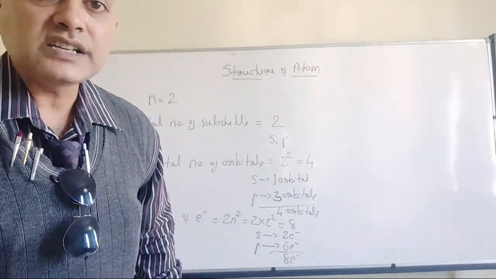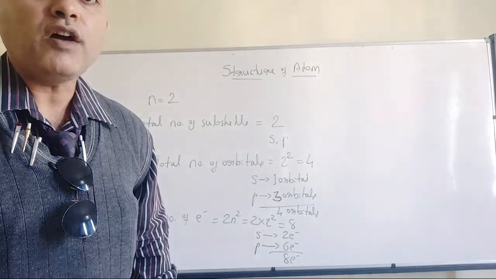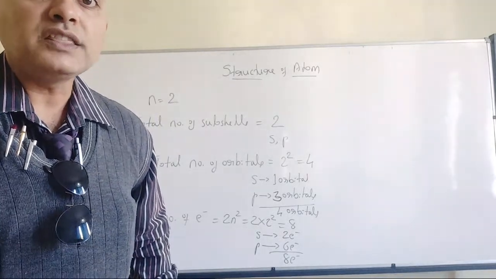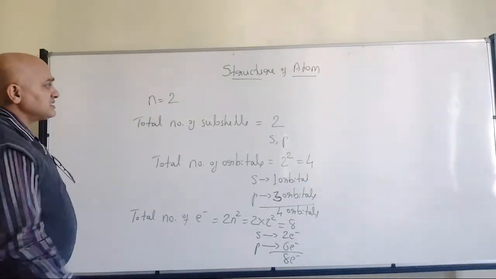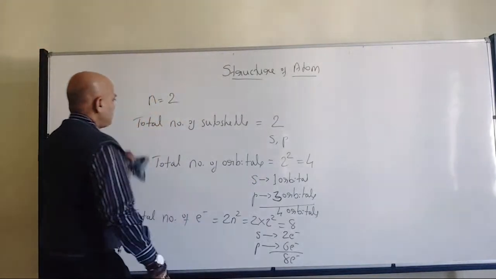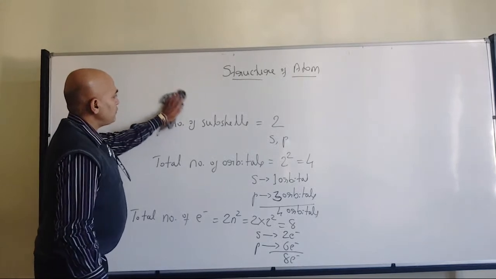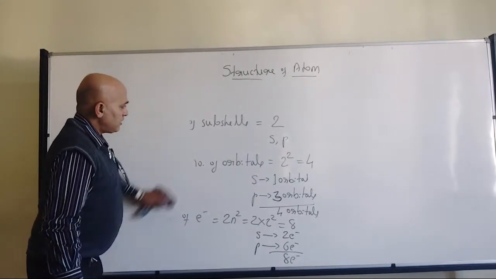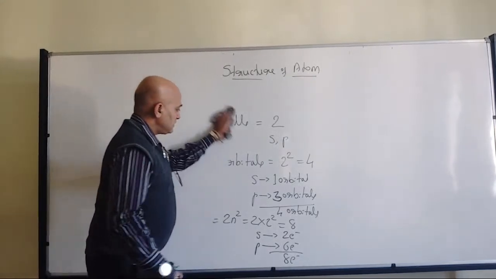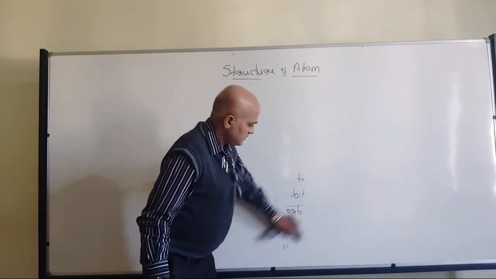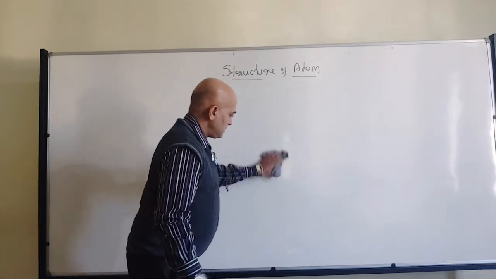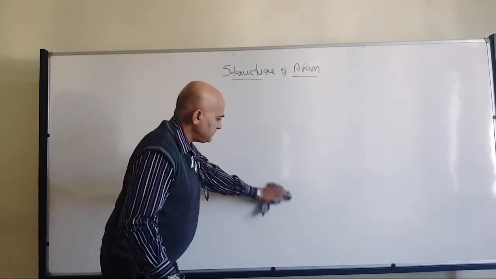So when n is equal to 1, the total number of orbitals will be 1, and the total number of electrons will be equal to 2. Very good, because only the S subshell will be available when n is equal to 1. Okay, all of you have understood? So in that case, shall we move to the next one?